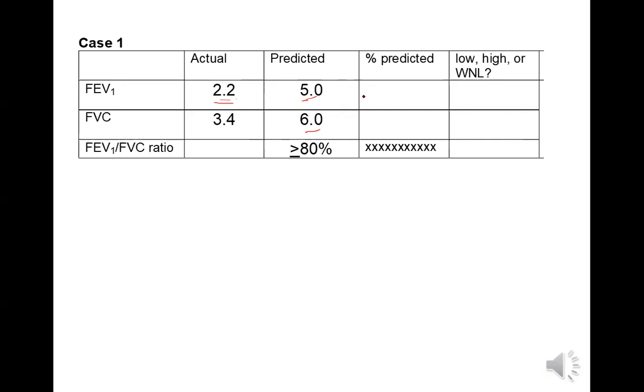Yeah, 0.4, so 44%. Like he said, you just got to multiply by 100. So it's 44%. That is way below 80%, so that is low.